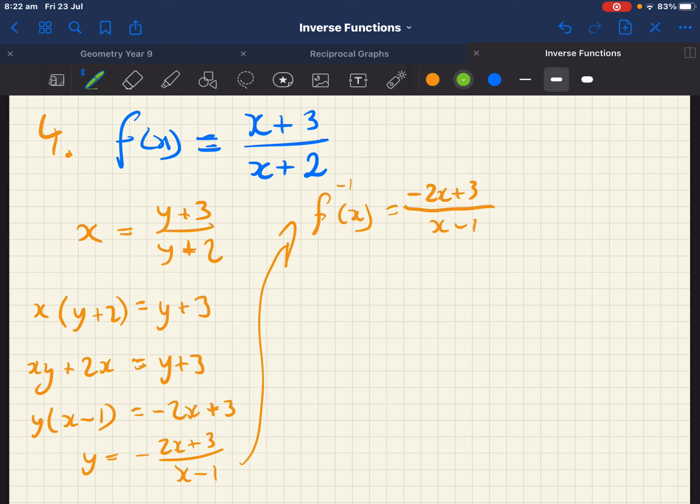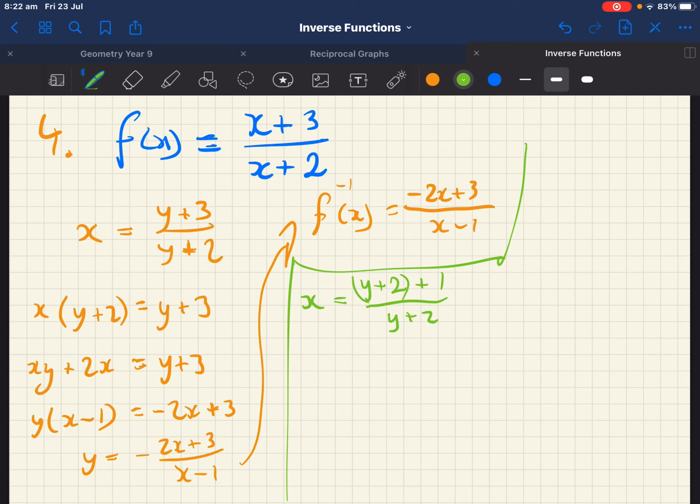For those that are curious about how to maybe do this and get it looking a little bit nicer straight away, once we've swapped the x and y's around, I personally would use that old trick of, hey, x plus 3 is x plus 2 plus another 1.